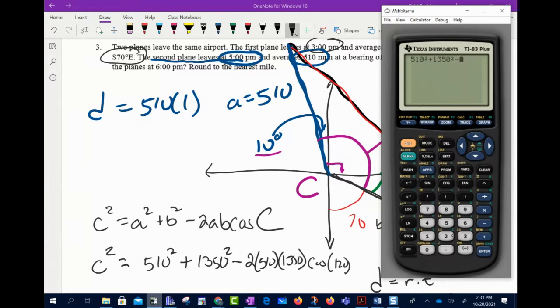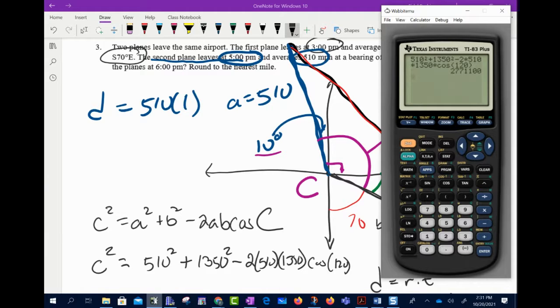Okay, minus 2 times 510 times 1350 times the cosine of, what was that? We said it was 120. Okay. And make sure I'm typing in everything correctly. It looks like it is. So I'm going to hit enter. And then that's giving me the answer for c squared.